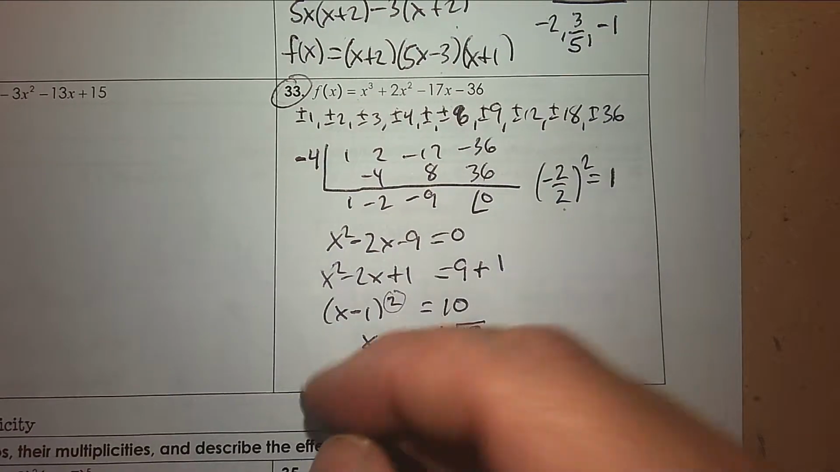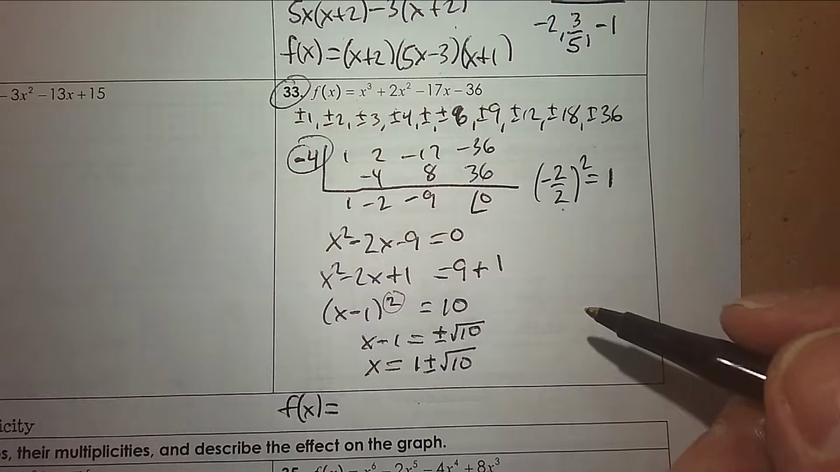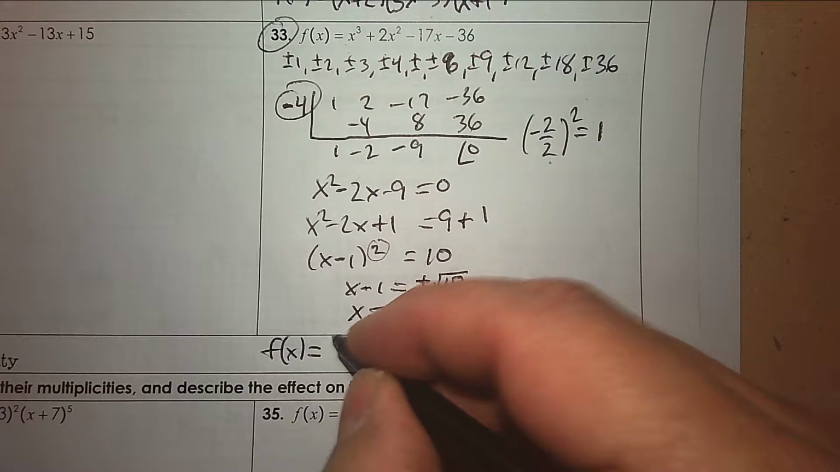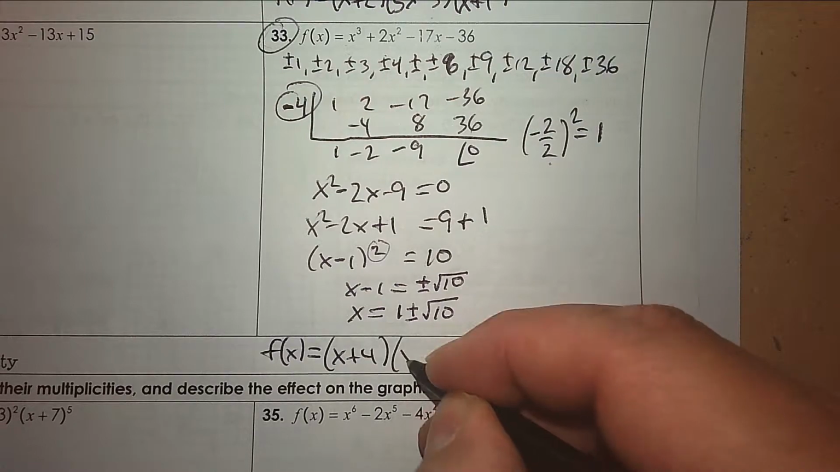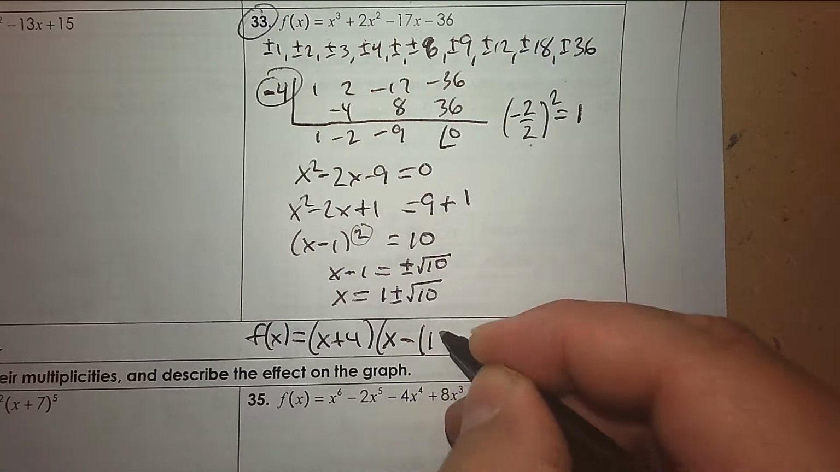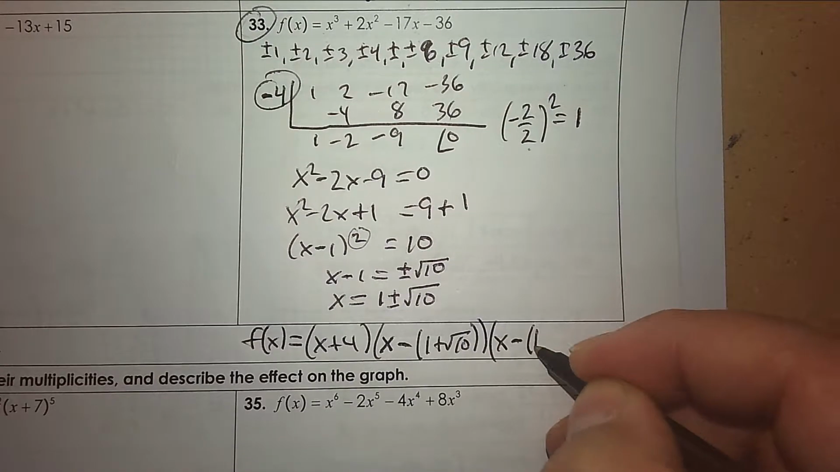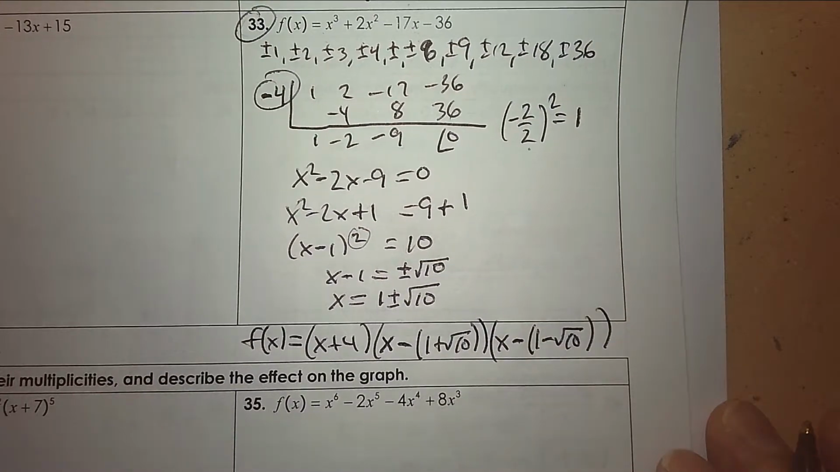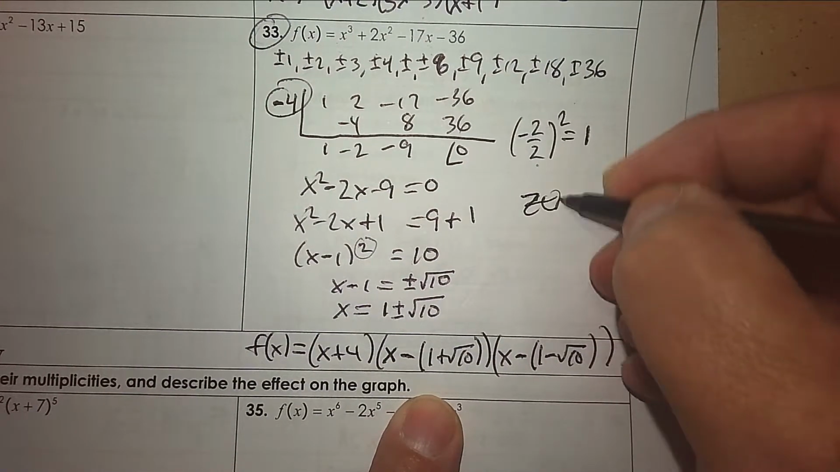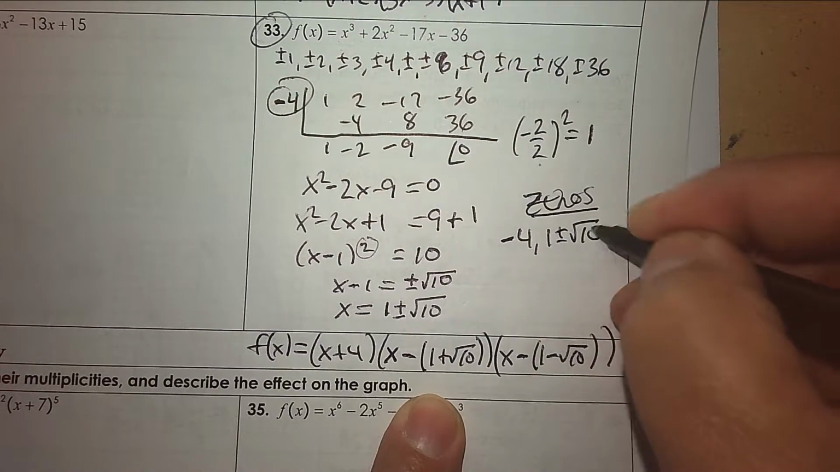Now, if I wanted to write this as factors, negative 4, what factor comes from negative 4? It's okay. So negative 4, the factor would be x plus 4. Now, don't be complicated here. If you know the zero, you just subtract. So I'm going to subtract and then put in 1 plus root 10. I'm going to subtract and put in 1 minus root 10. I could simplify it, but that's perfect for factoring. And then what are the zeros? If I say, hey, just give me the zeros, you'd say negative 4 and 1 plus or minus root 10.